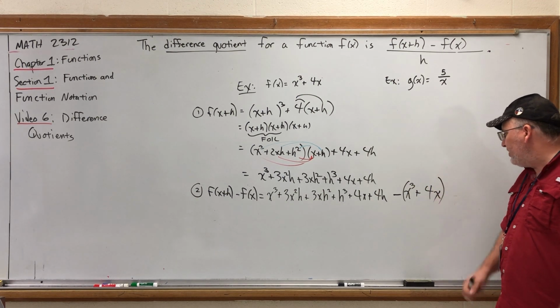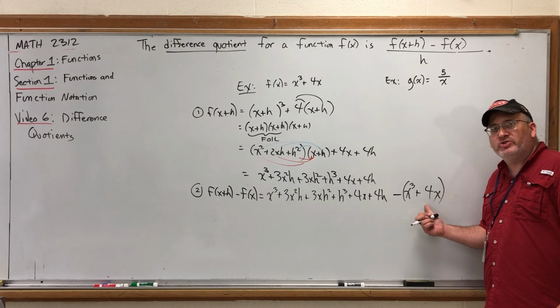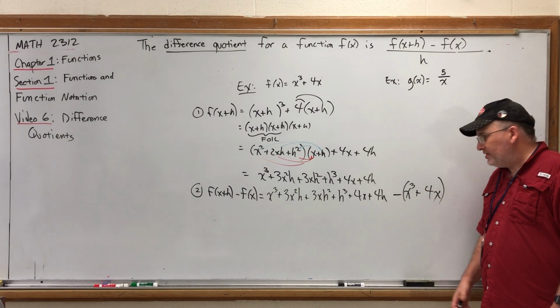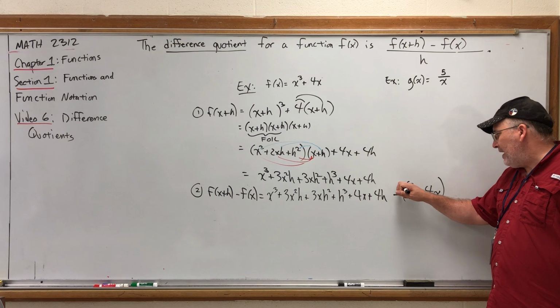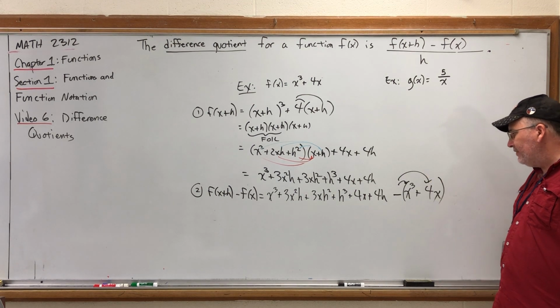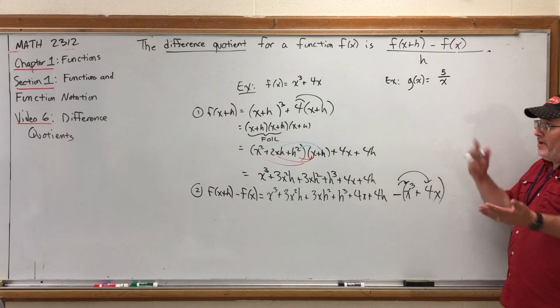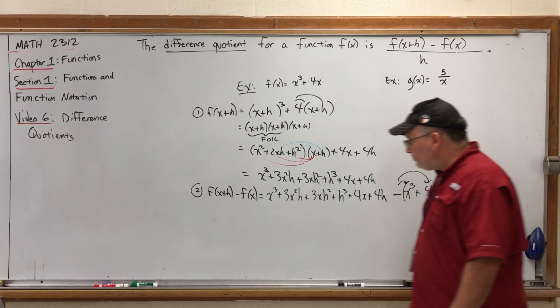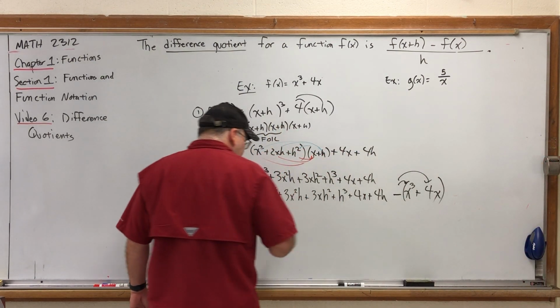The safest way to do that is to put the original function in parentheses upon being subtracted. At that point, it should jump out at you that you have to distribute the negative. So essentially, every term just changes signs. Then you start gathering like terms.